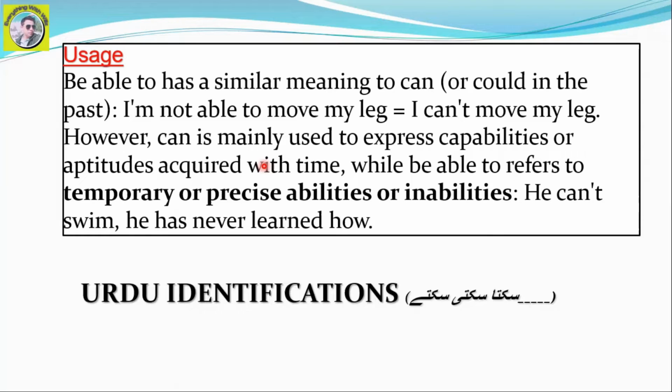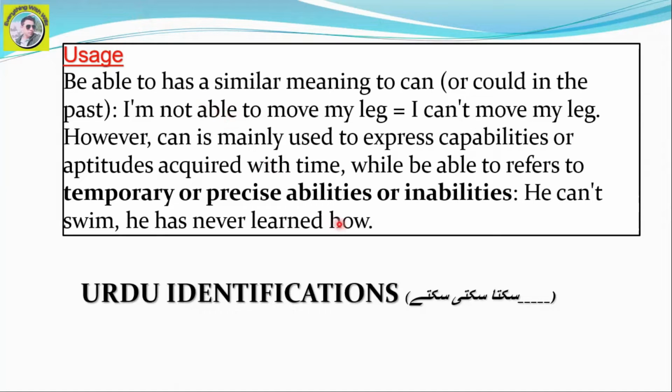So, for some particular time period or for some temporary time, if something is not possible for someone to do, we use "be able to." For example, if you're calling me and I am very busy with some work, and I'm not picking up your call, I can text you that I am not able to receive your call right now. So this means that temporarily this is not possible for me, right? But it doesn't mean that it is permanent.